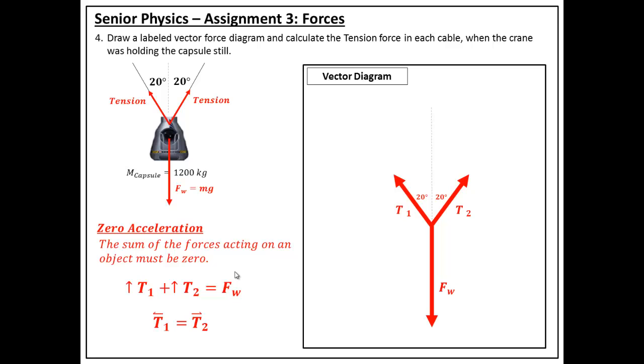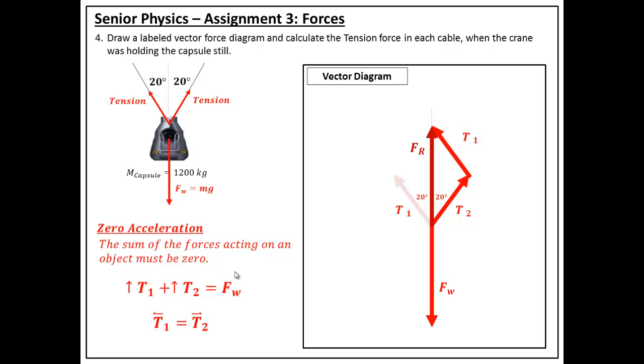This means if we resolve both tensions in the vertical or y plane, they should balance with the gravitational or weight force that is acting vertically downwards. And if we resolve both tension forces in the horizontal or x plane, they should add together to give a total force in the x plane of 0. Remember, as the horizontal component of T1 is to the left and the horizontal component of T2 is to the right, they should be equal in magnitude but opposite in direction. They will effectively cancel each other out.